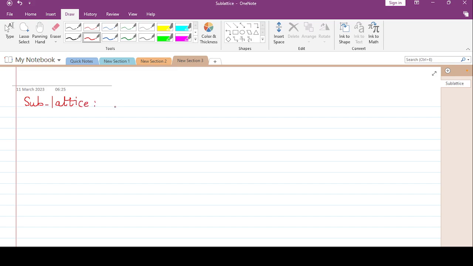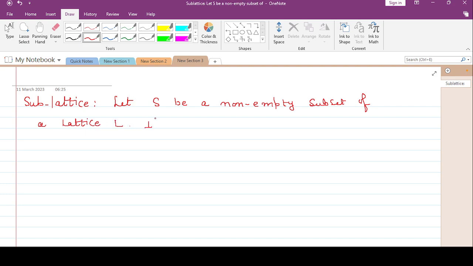Let S be a non-empty subset of a lattice L. If S is itself a lattice, then S is called a sublattice.